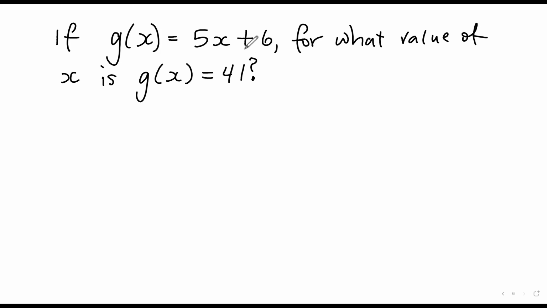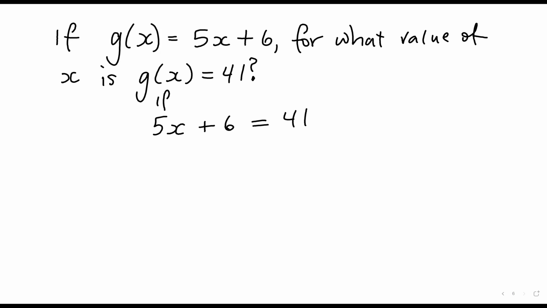We know what the rule or the relation or the connection is. We know that that is 5x plus 6. So I am asking you to solve for x when 5x plus 6 is equal to 41. So what we do is we say 5x plus 6 is equal to 41, and then you solve for x, right? Because g of x is 5x plus 6.